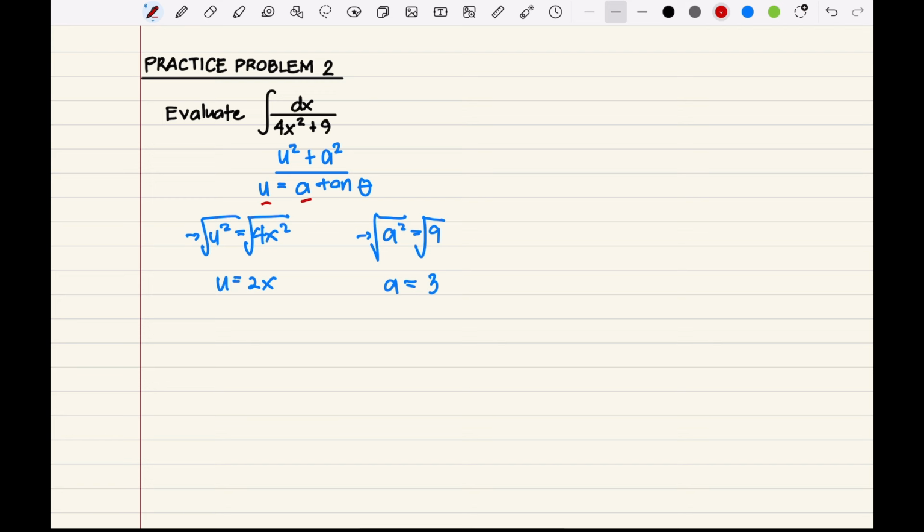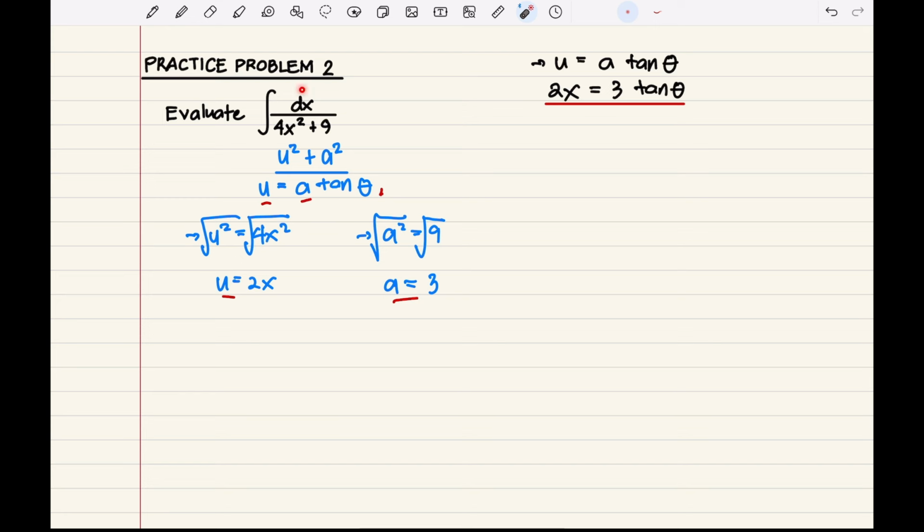So these are now yung values ni u tsaka ni a. So let us now try to substitute doon sa trigo substitution equation natin na u equals a tangent theta. So since u is equal to a tangent theta, therefore yung value ni u is 2x and yung value ni a is 3, and then we have tangent theta. So this is now yung corresponding trigonometric substitution natin for the value of 2x. May 2x is equal to 3 tangent theta.